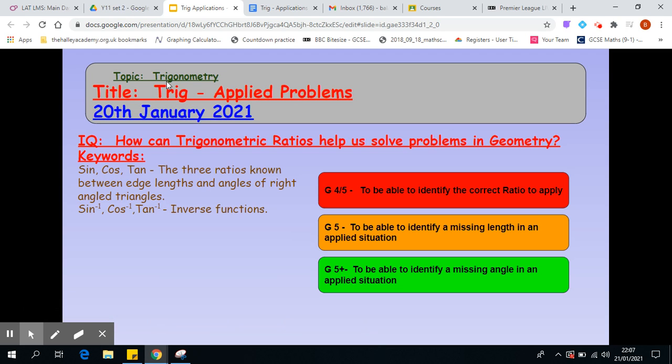Hello everyone. Today's lesson we're going to focus on trigonometry applied problems. We're going to look at how trigonometric ratios help us solve problems in geometry.